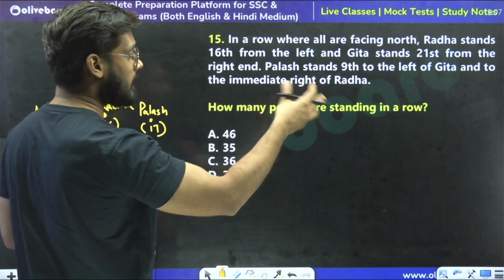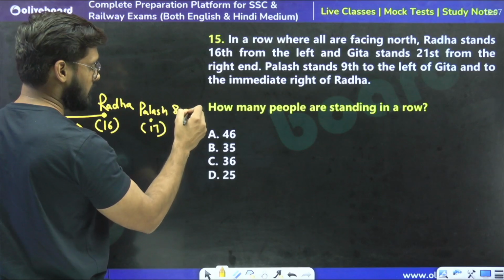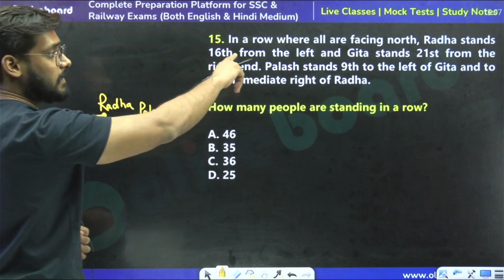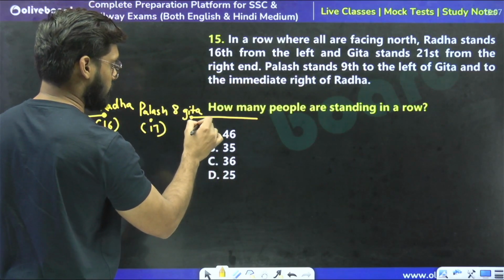And Palash is 9th to the left of Geeta. 9th to the left of Geeta means 8 people will be between Palash and Geeta. Right? Geeta will be like this, and Geeta stands 21st from the right end.